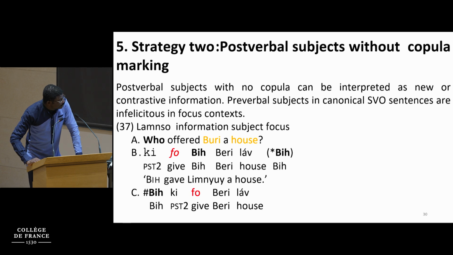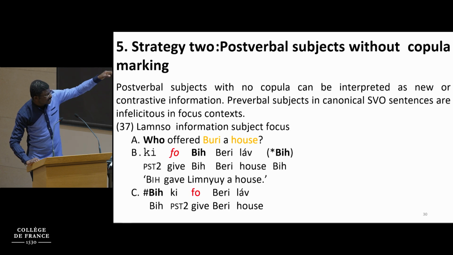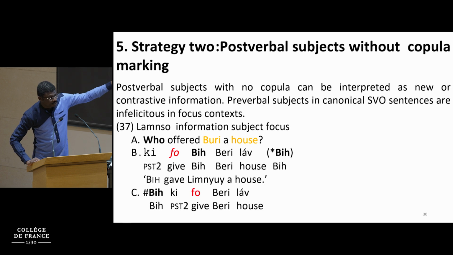Who offered Buri a house? Buri. And you have B, followed by Buri and house, okay? But you cannot have the subject at the end, but you have a post-verbal subject. In this case, you can see that it is information focus.